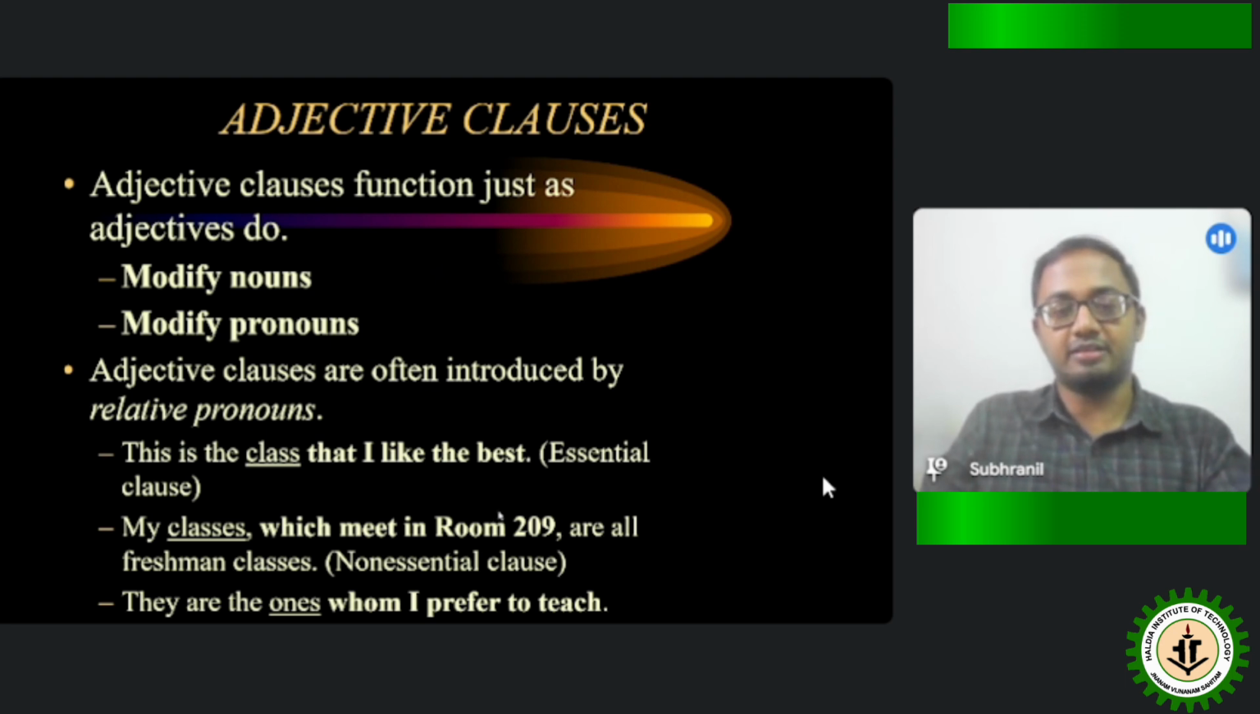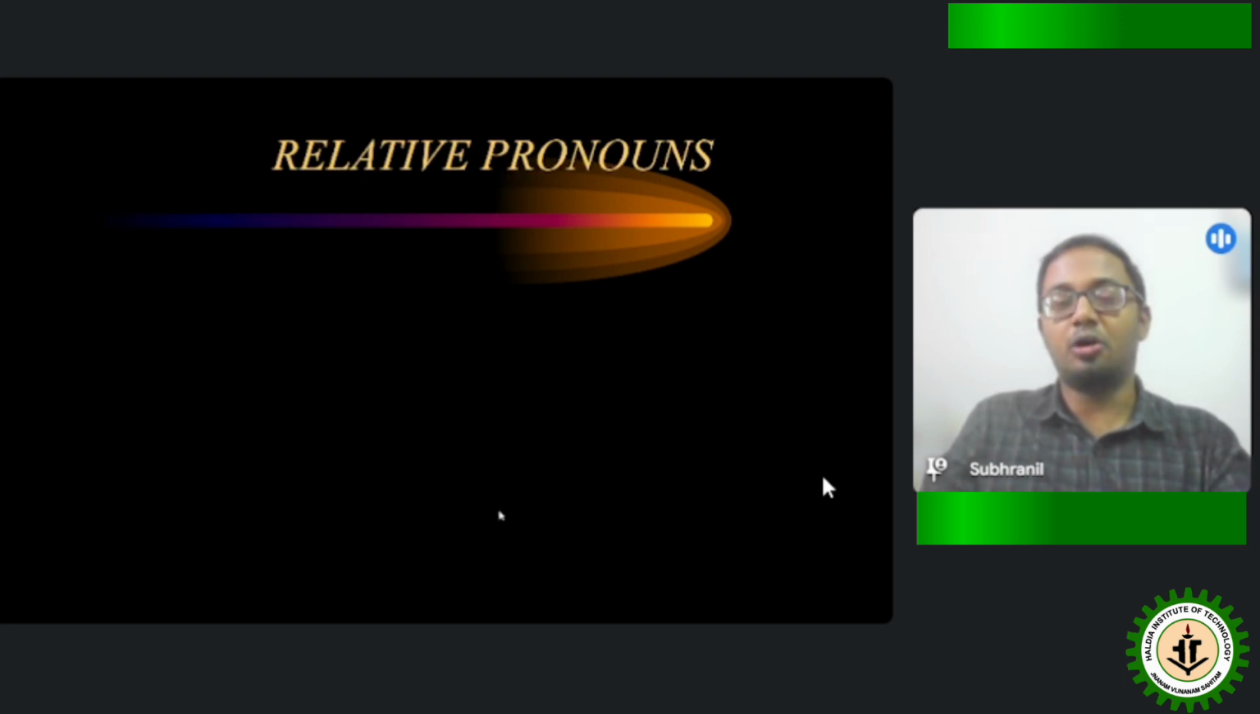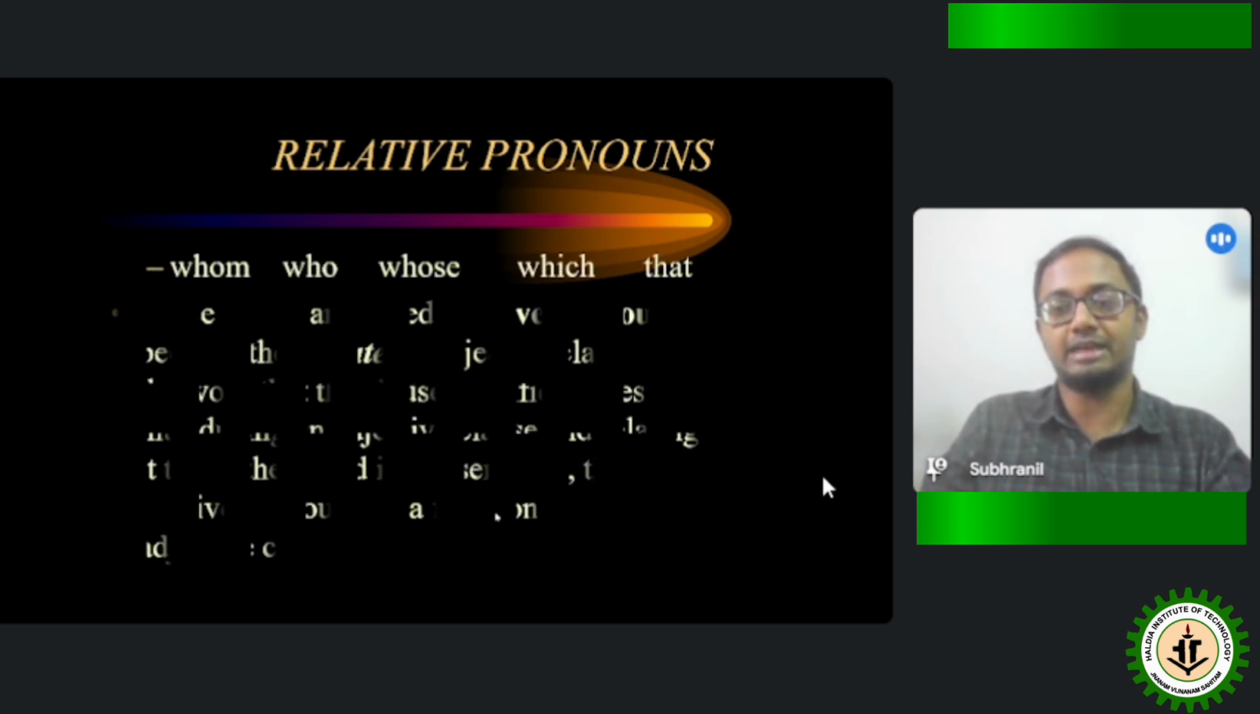Again, my classes, which meet in room 209, are all freshman classes. Which is the relative pronoun, so it is introducing the adjective clause meet in room 209. They are the ones whom I prefer to teach. Whom? So these are all the relative pronouns: whom, who, whose, which, that.